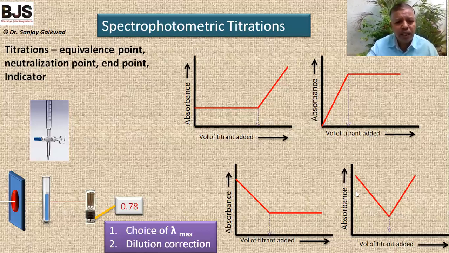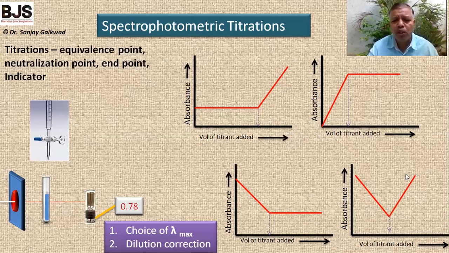Now in some cases, initially one color is there, and after the equivalence point another color is observed. When we are adding the solution from the burette, the color intensity goes on decreasing, and after a certain time the other color starts to grow, and therefore the absorbance increases due to the other color, and at this point also we can find the exact equivalence point of the titration.